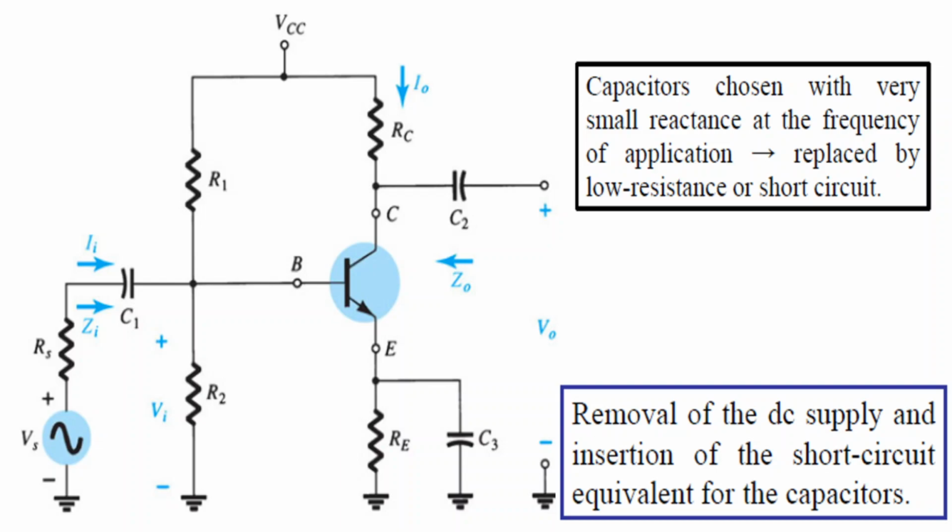The second main step is to remove the DC supply. As you can see in the circuit, we have VCC. We have to remove the VCC, the DC supply, and replace it with ground. This means R1 and RC are not connected to the VCC, but connected to the ground. Let's move to the next slide.